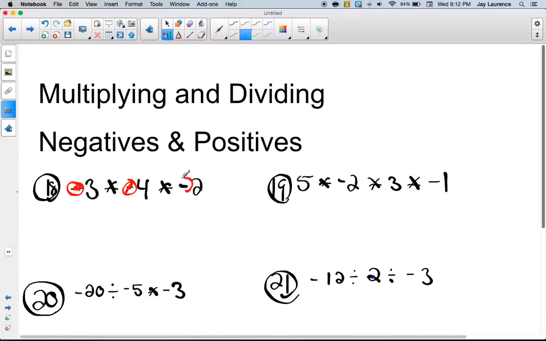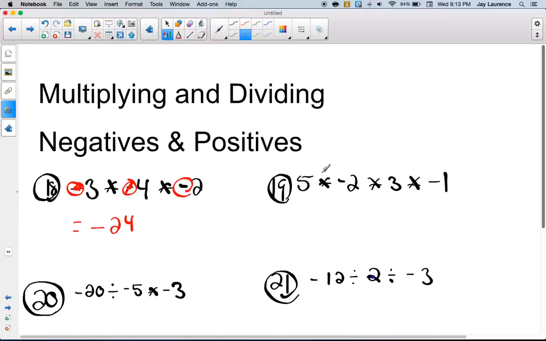Now, this negative here can't cancel because it doesn't have a partner, right? These two cancel, that one doesn't. My answer is going to be negative. Yeah, I canceled out these two. I didn't cancel out that one because he doesn't have anybody to cancel with. So now I'm going to do 3 times 4 is 12 times 2 is 24. The answer is negative 24.